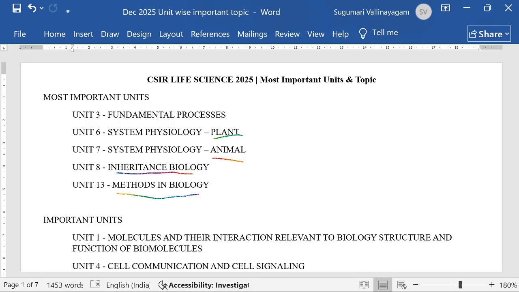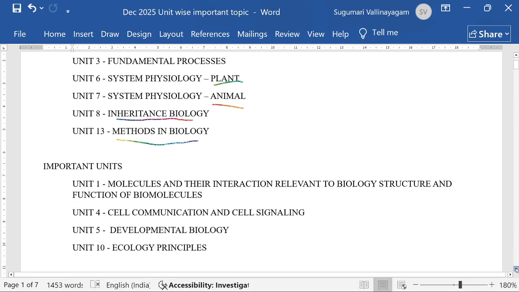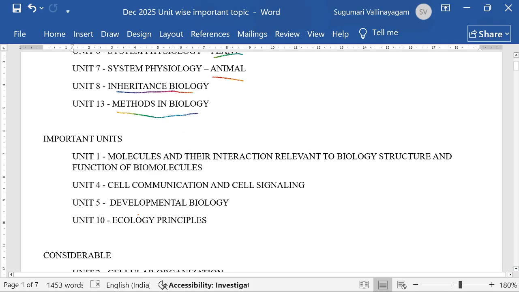And the next set of units are the important topics. These units are bigger, but only a few questions will be asked. The first one is molecules, which means everything will come: atoms, DNA, RNA, protein, everything. We want to study the structural interactions. It is a larger one, and it is unit 1.